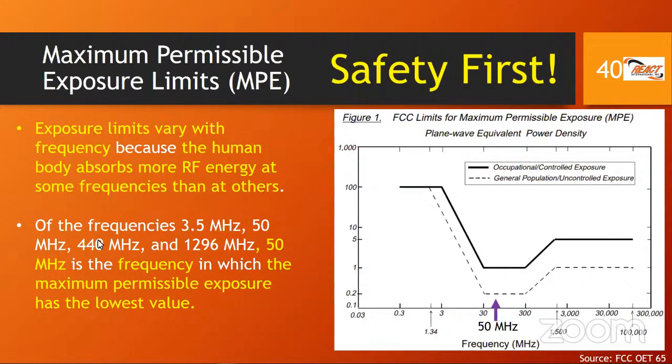So they would want to ask you, of these 4 frequencies, which one has the lowest exposure limit? That's what they will ask you. And if you look at the graph here, you'll see that 50 megahertz is the lowest. Anything in this range here, this VHF range, is the lowest value. So before it and above it, the values are higher. So the answer to this question will be 50 megahertz is the frequency in which the maximum permissible exposure, or the MPE, has the lowest value. So this graph here illustrates just that.